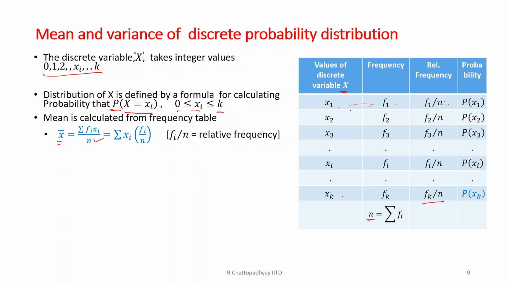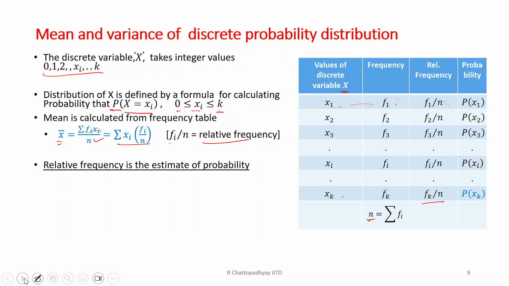So if we multiply them and take the sum, and then divide by n, that will give you the mean. This I have written this way: sigma xi fi by n, where fi by n becomes my relative frequency, which is given in column 3.